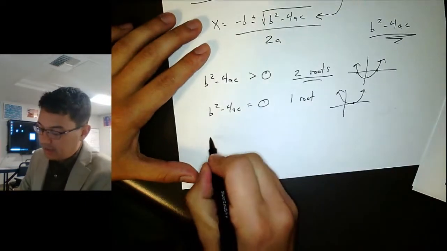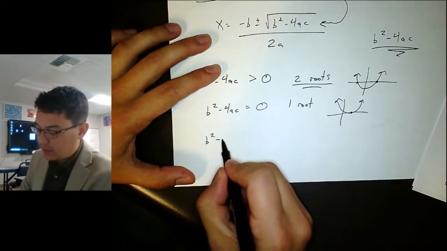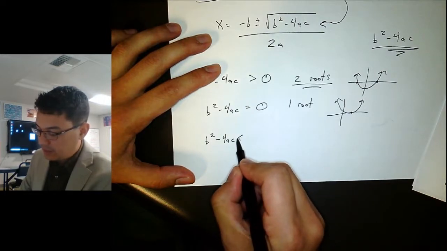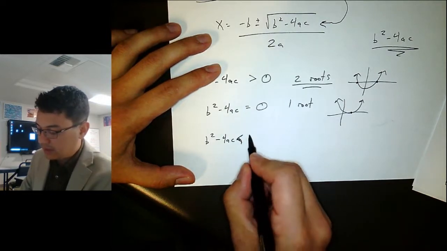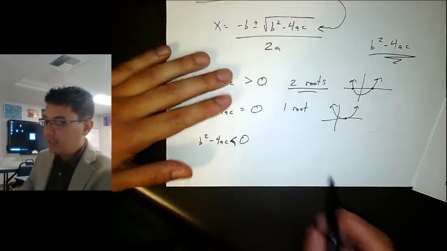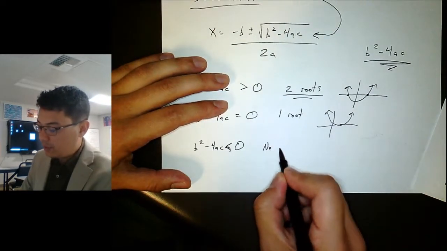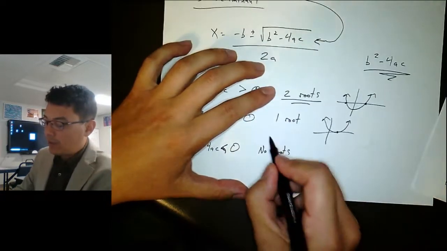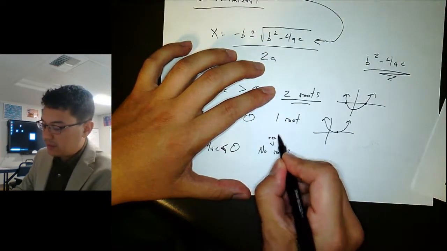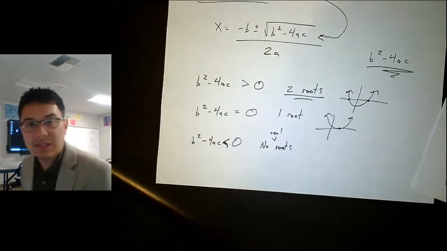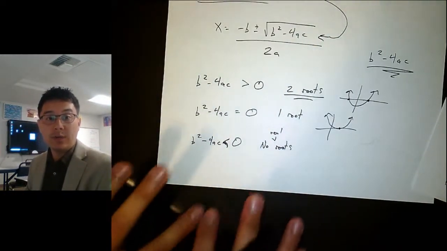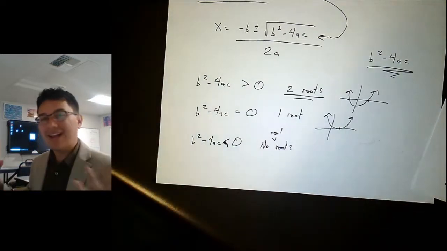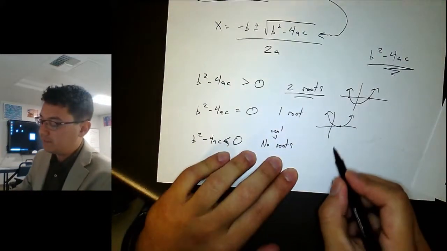The last case we have here is b squared minus 4ac less than 0. This is one where you have no real roots. For our purposes in this class, it's no roots or no solution. In reality, it's the no real roots case.